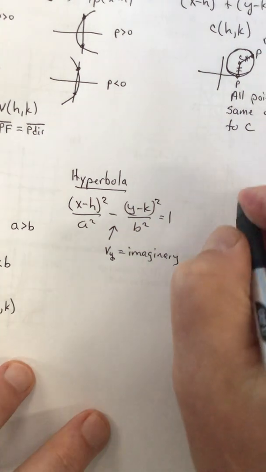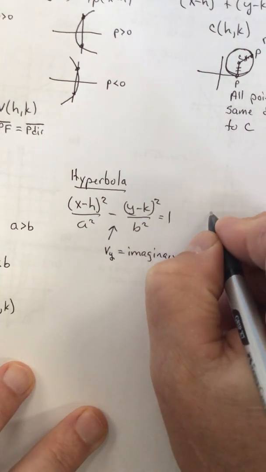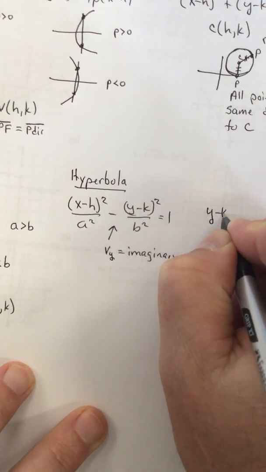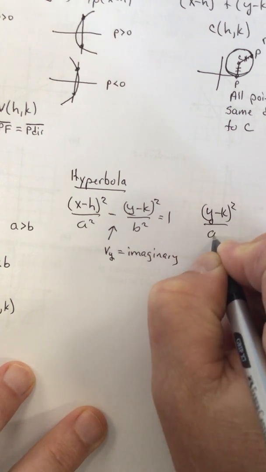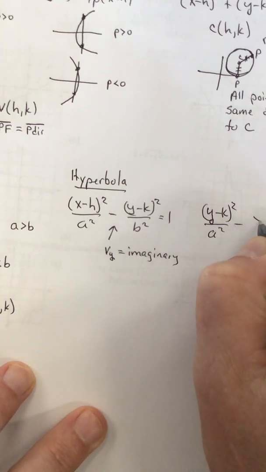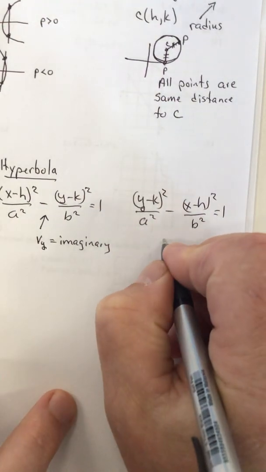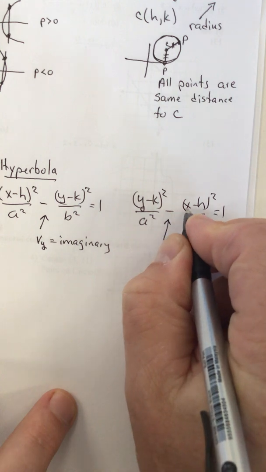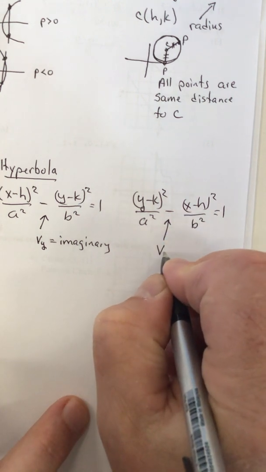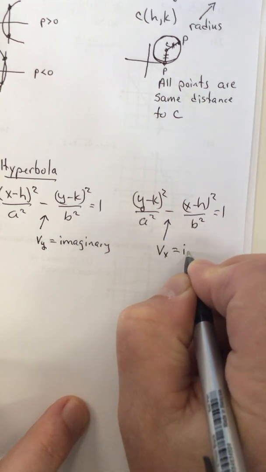Of course, it could be the other way around. The y part might be positive. It might be (y minus k) all squared over a squared minus (x minus h) all squared over b squared equals 1. If it's like that, now the negative is on the x. That makes the vertex on the x-axis imaginary.